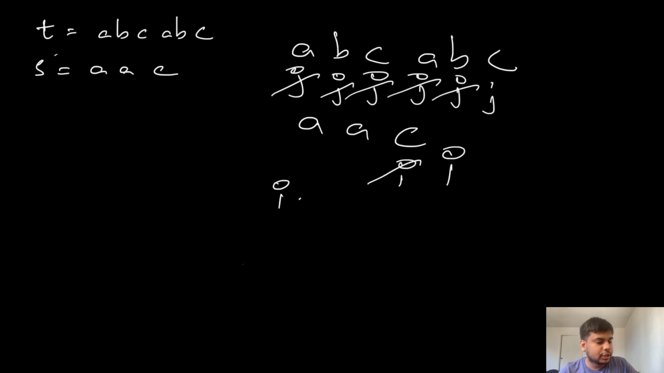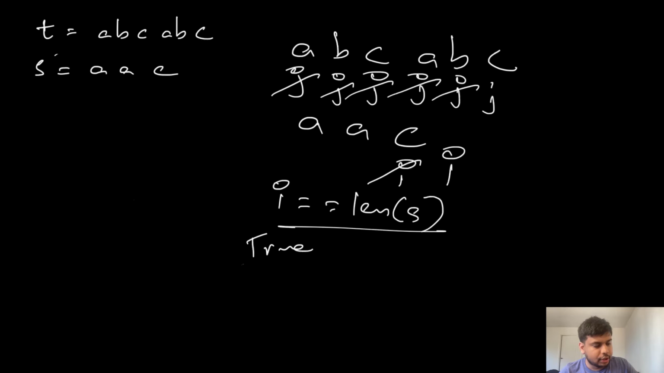At the end of the string, i will be equal to len of s. If i is equal to len of s, that means it's true. We return true because we found a subsequence. It's as simple as that. If it is not equal to len of s, that means we were not able to find a subsequence. I hope you understood that. Now let's go back to the editor and start writing the code.